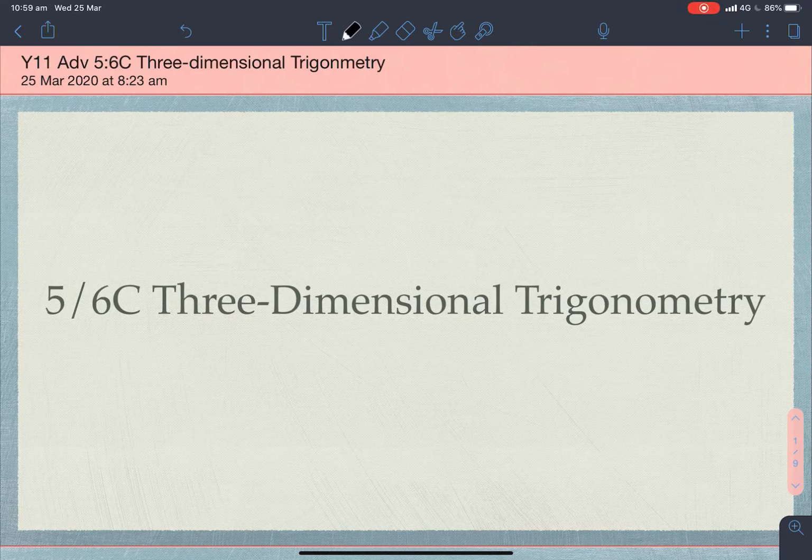Hi everyone, we are going to go through 5C or 6C in the extension textbook. Anyway, so 5C for events, 6C for extension. The topic is 3D trig, probably one of the hardest topics out there. The reason being it's really hard to visualize. Today I'm going to show you a few tips and tricks for how we can approach and solve 3D trig.